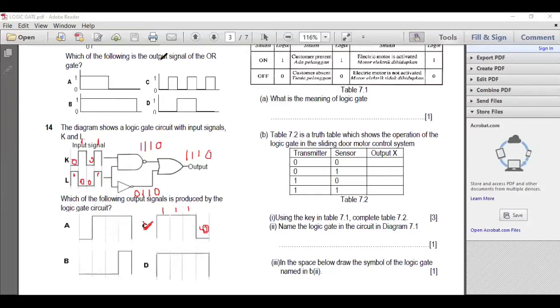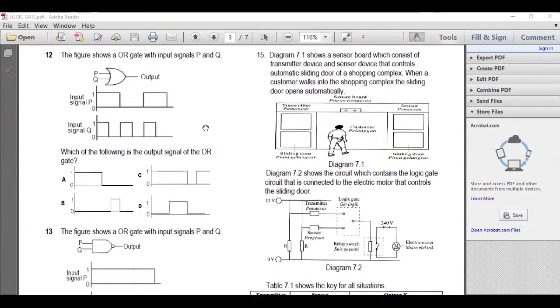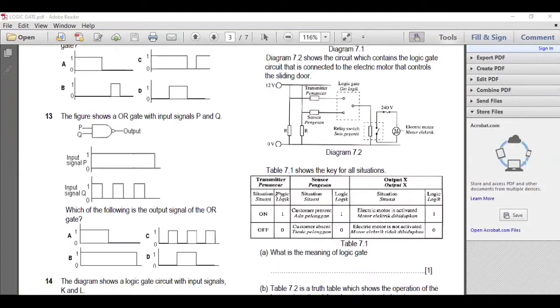Now, what I would like to discuss more is the structured question, because this one involves application. Example: diagram 7.1 shows a sensor board which consists of a transmitter device and a sensor device that controls the automatic sliding door of a shopping complex. When a customer walks into the shopping complex, the sliding door opens automatically. Diagram 7.2 shows the circuit which contains the logic gate circuit that is connected to the electric motor that controls the sliding door.